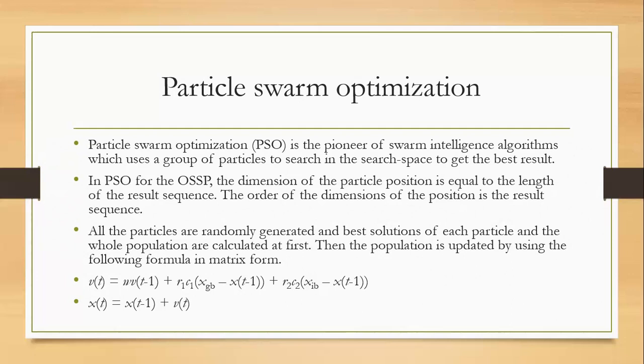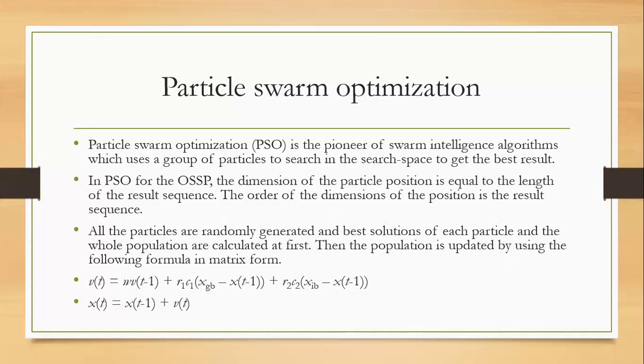Then the population is updated by using the following formula in matrix form. In the two formulas, V is the velocity of the particle. W is the weight of current velocity, which is given by people. X is the position. R1 and R2 are two random numbers to get more random results. C1 and C2 are two given factors to control the relationship between local search and global search. XGB is the global optima and XIB is the optima of each particle.